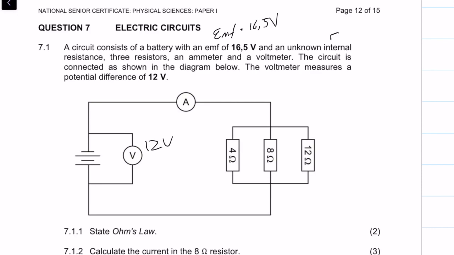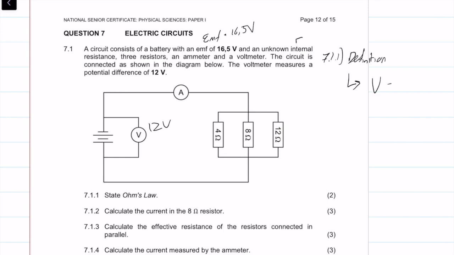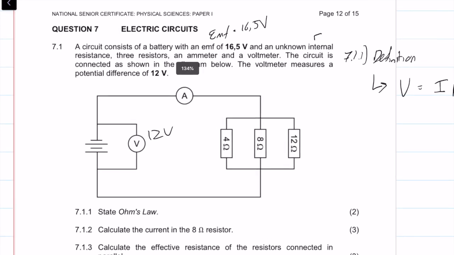So we start question 7.1.1 with a definition. I know you guys probably hate looking at my handwriting, so I'm just going to say it out loud. Ohm's law says that the current through a conductor is directly proportional to the potential difference across the conductor at a constant temperature. From this definition we get the equation V is equal to IR, which is our current times our resistance. We get 2 marks for a definition.